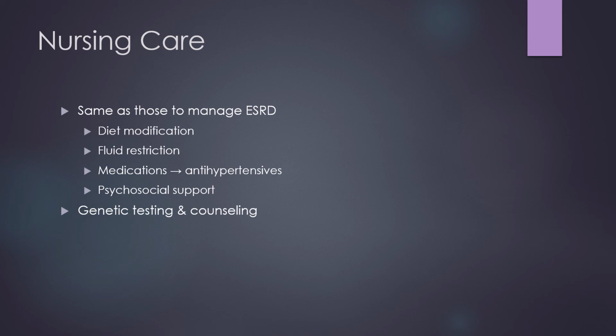Lastly, nursing care of a patient with PKD would be similar to end-stage renal disease, and that includes diet modification, sodium and fluid restriction, treating hypertension, and psychosocial support because of the chronic long-term nature of this disease. And then I alluded to it earlier, but genetic testing and counseling should be offered to patients so that they can make decisions about possible child rearing or make plans for the future.